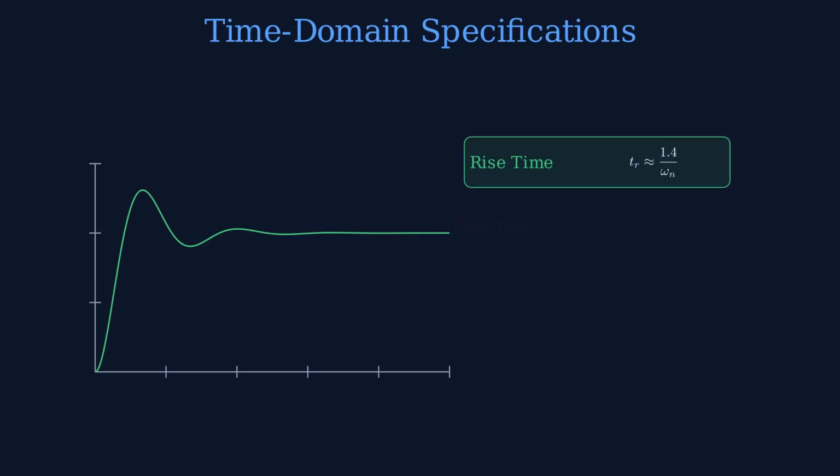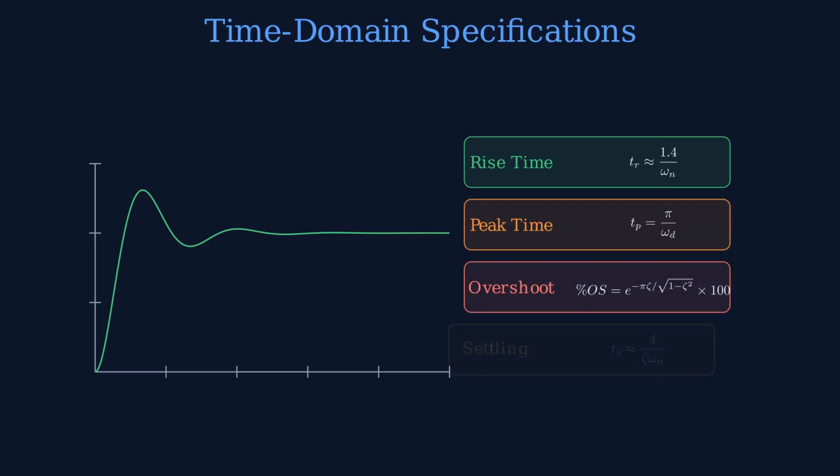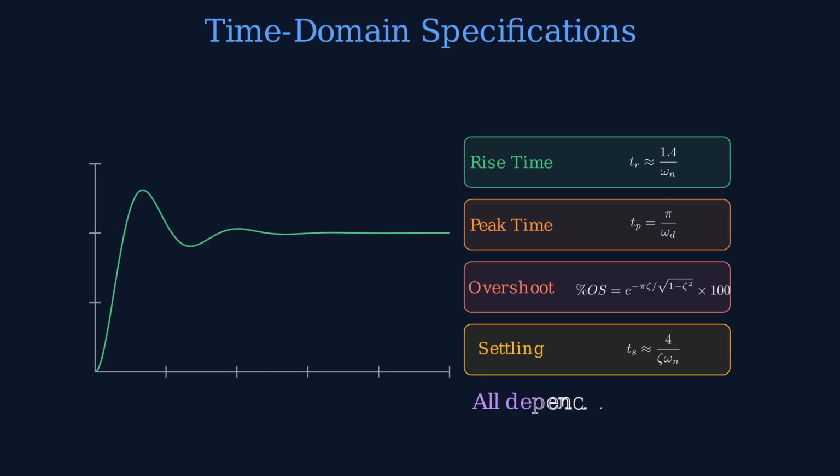To summarize, 4 parameters describe the transient response: rise time, peak time, percent overshoot, and settling time. They all come from zeta and omega n. Low zeta means fast but oscillatory. High zeta means slow but smooth. The S-plane connects specifications to pole placement.